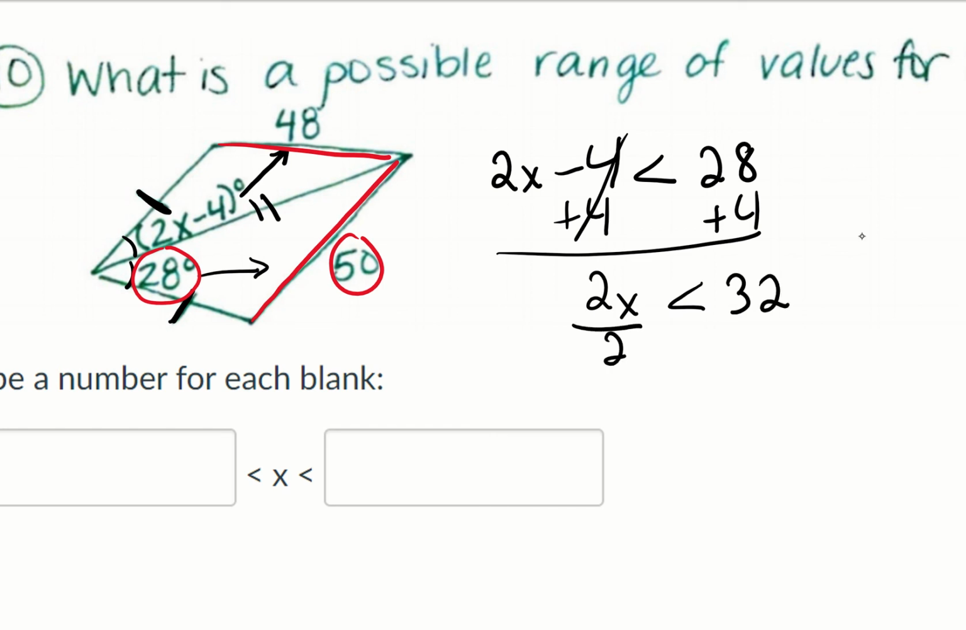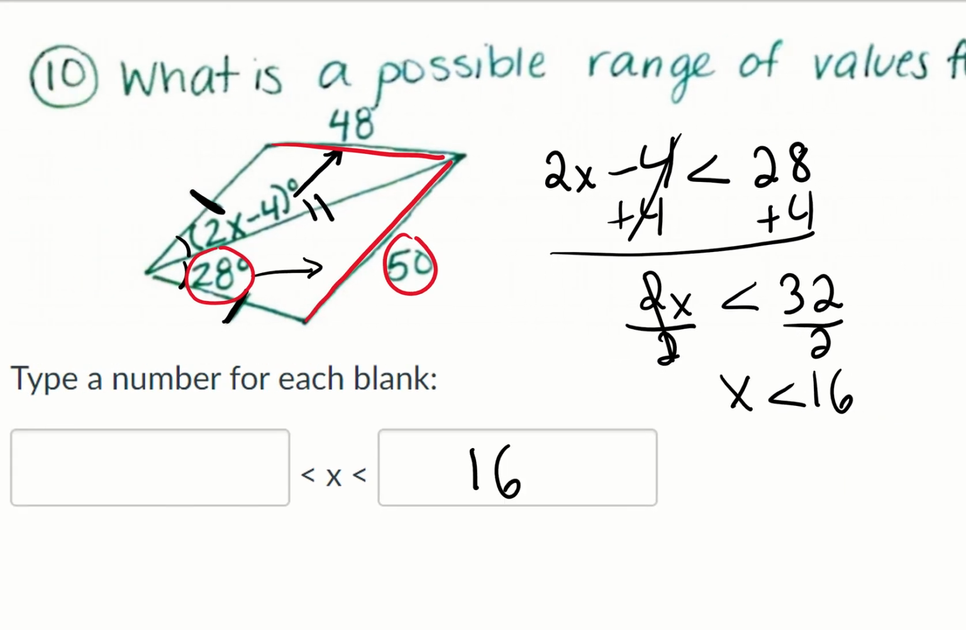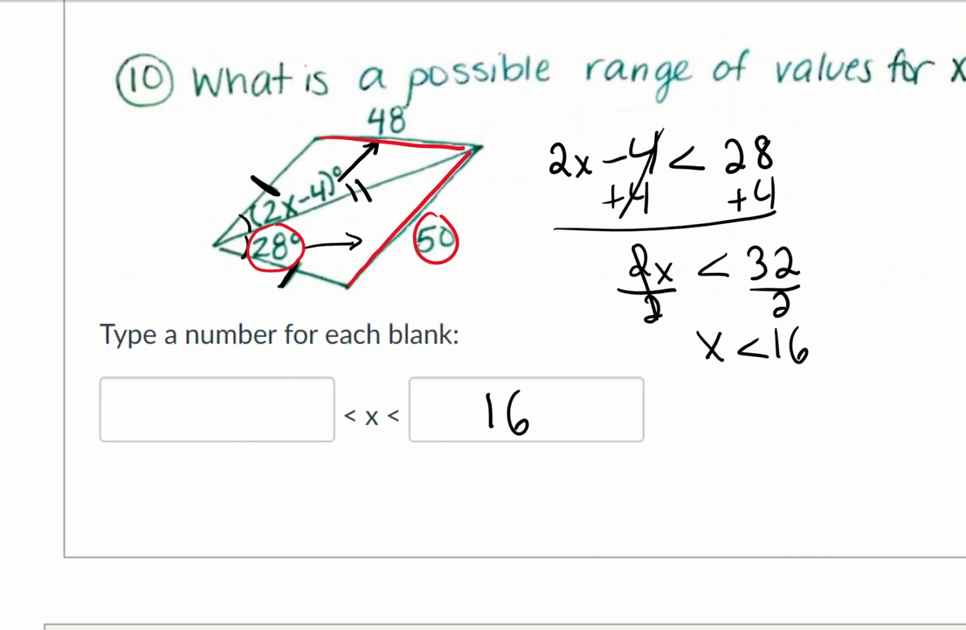Then we'll divide by 2. So x is less than 16. All right, so we got this part right here. X is less than 16, but X has to be bigger than something as well. There's a limit to how large this angle can be and how small it can be.